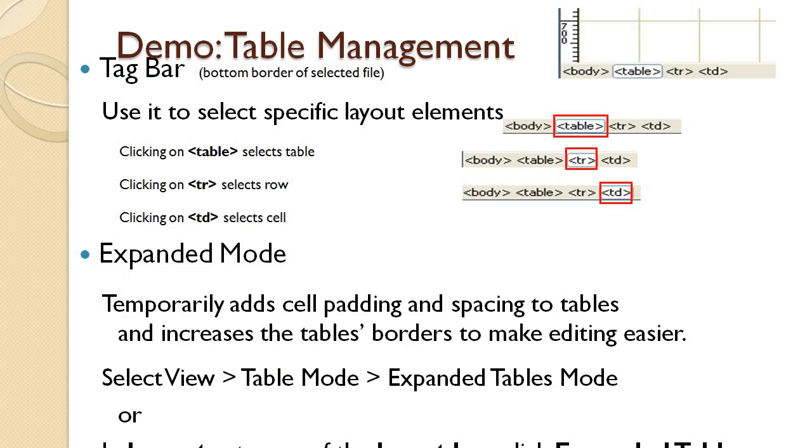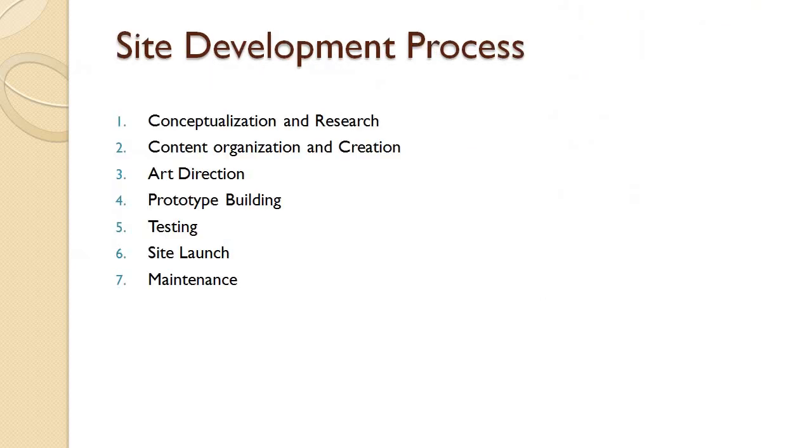Demo of management with the tag bar. Use it to select specific layout elements by clicking on the table row or table data. We select a row, select a cell, and select a table using this tag. Expanded mode temporarily adds cell padding and spacing to the table and increases the table border to make editing easier. Select view, edit mode, expanded table mode, or in the layout category of the insert bar, click expanded table.